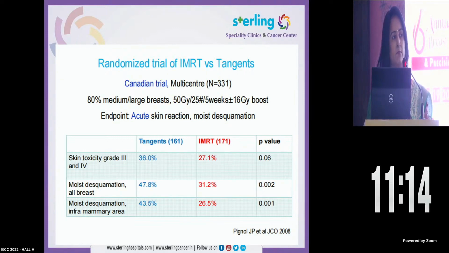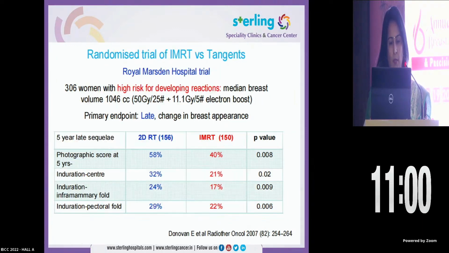This is the era I'm talking about, right from 2008, where we were very much convinced that IMRT is significantly helping us in reducing the acute side effects. This is a Canadian trial with 300 plus patients. When the acute skin reaction was studied as compared to the simple 2D technique, we realized that IMRT can decrease the acute side effects with a significant p-value.